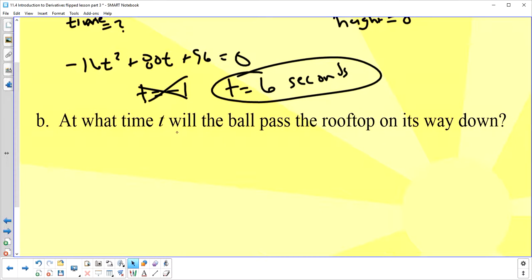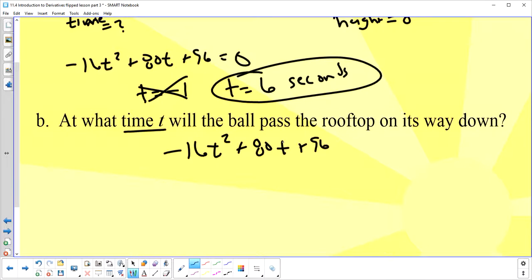Okay, at what time t will the ball pass the rooftop on its way down? So again, we're finding t, and it's passing the rooftop on its way down, which means we're talking about height again. So I'm going to set up an equation, and because we're passing the rooftop on the way down, this has to be negative 6. Okay, another thing to keep in mind, since we're going down, our speed is going to be negative. Now, we're not really worried about that at this point because we're not asking for the velocity. We're asking for the time. If it took us 6 seconds to get all the way to the ground, I know that my time is going to have to be less than 6 seconds if I did this correctly. So if I solve this, I'd subtract 96 from both sides, and I'd end up with that.